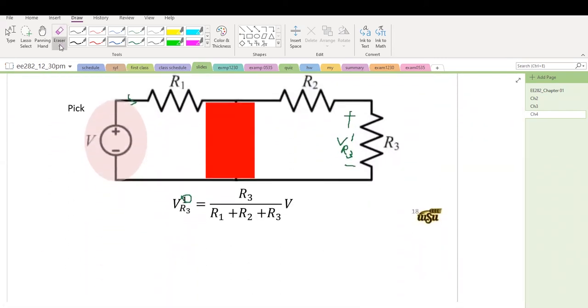We can obtain VR31 very easily here. Remember the notation here. This is VR31. The current is V divided by R1 plus R2 plus R3, and then the voltage is the current multiplied by R3. So this is VR3 part 1. Now let's look at part 2.